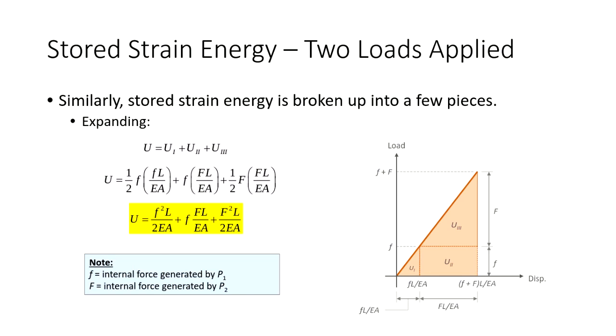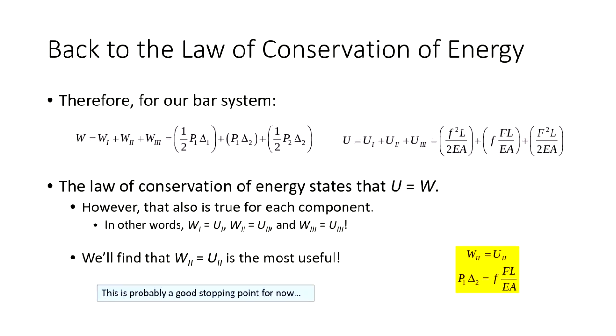And so just so we're clear, little f is the internal force generated by P1 and big F is the internal force generated by P2. Okay. So what we'll do is the same thing: set energy 1 equal to energy 2. So we'll set the external work done equal to the stored strain energy. And so U has to equal W.